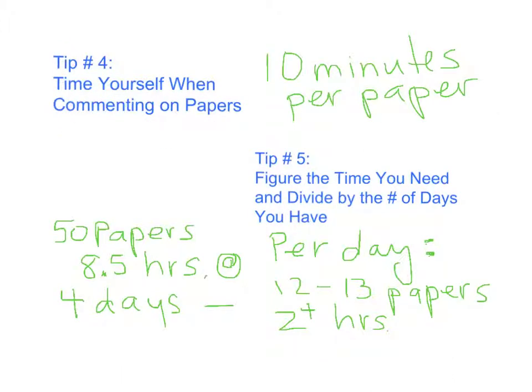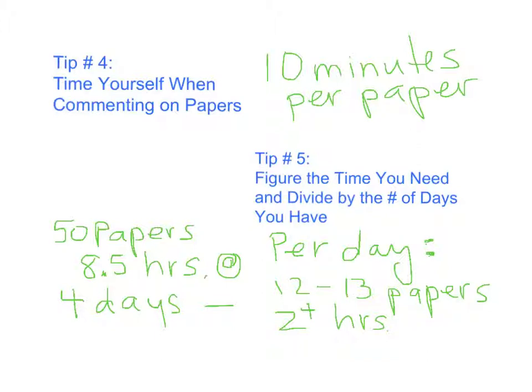The final 2 tips are practical ones to help you be more efficient in your commenting on papers. First, time yourself when you're commenting on papers and try to keep yourself to a steady pace per paper. A good idea is about 8 to 10 minutes, depending on how long or complex the paper is.